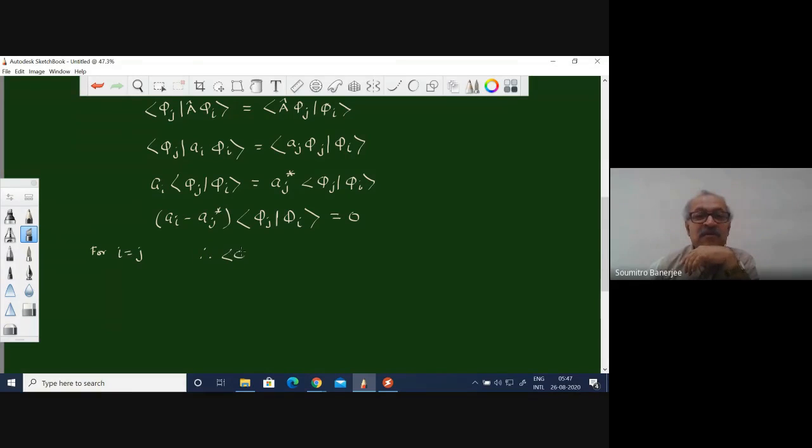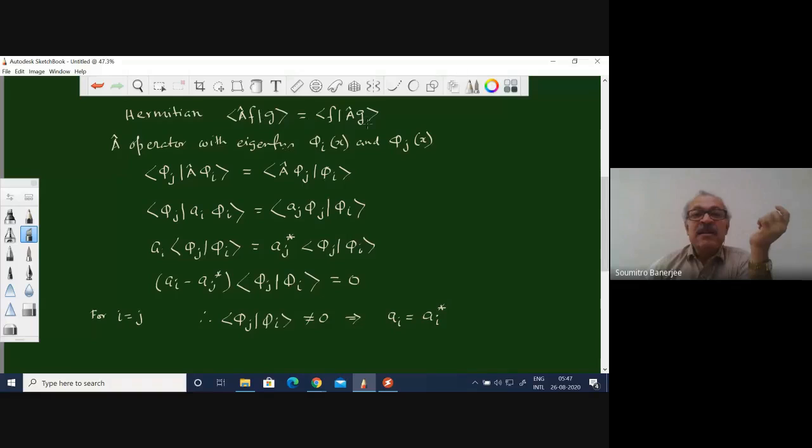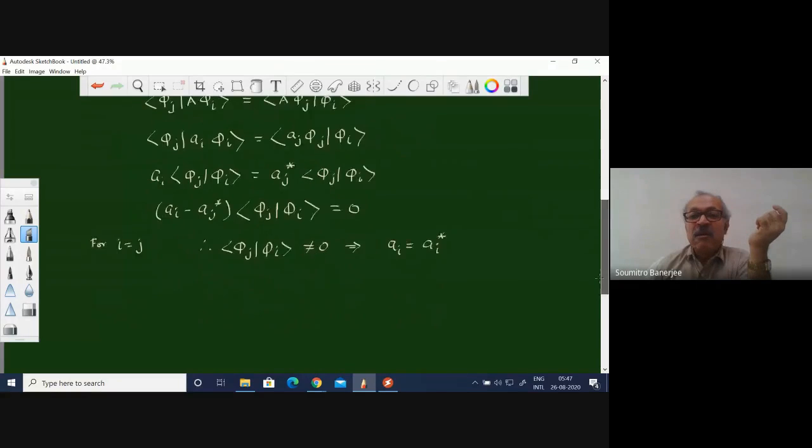So <φi|φi> is definitely not equal to 0, and therefore ai is equal to ai star, since i is equal to j, which immediately means that ai is real. So if this condition is satisfied, then the eigenvalues must be real.